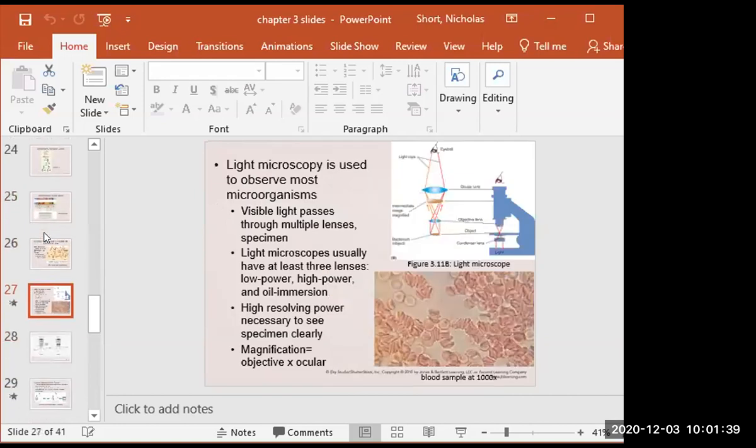And then we talked a lot about microscopy. At the end of this presentation, there's a table that is going to summarize the different types of microscopy and their magnifications. But what I want you to know is why we're going to use one type of microscopy over another.